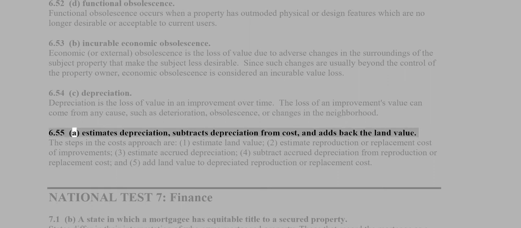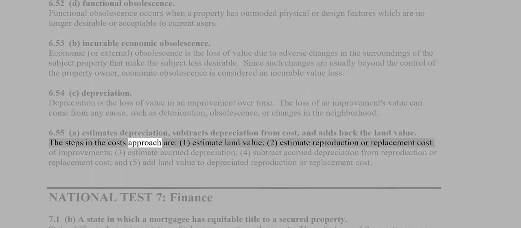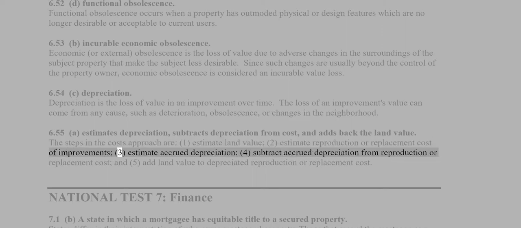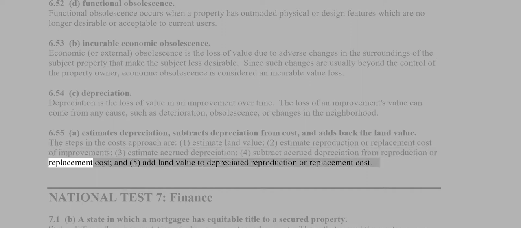6.55 A. Estimates depreciation, subtracts depreciation from cost, and adds back the land value. The steps in the cost approach are: 1. Estimate land value, 2. Estimate reproduction or replacement cost of improvements, 3. Estimate accrued depreciation, 4. Subtract accrued depreciation from reproduction or replacement cost, and 5. Add land value to depreciated reproduction or replacement cost.